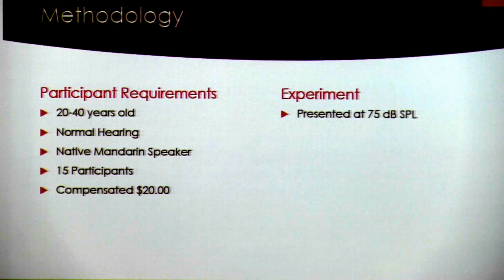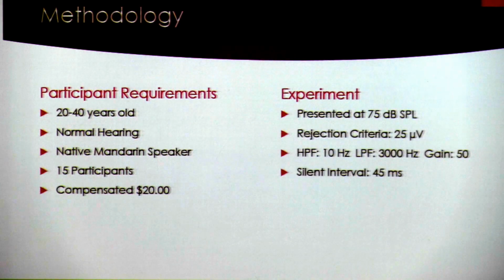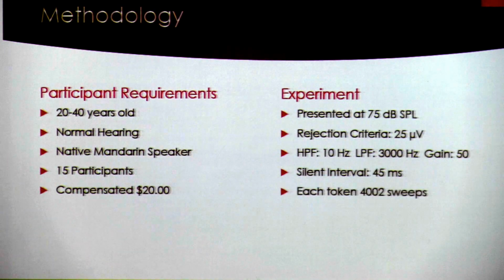So I presented this at a comfortable 75 dB SPL, and there's some of the nuances of my experiment. Silent interval of 45 milliseconds between each repetition. Each token was presented 4,002 times. I had 3 experimental conditions and a control condition, so each participant listened to about 16,008 sweeps. Actually, the control condition wasn't listening to anything. It was super cool. They didn't hear anything. So that was a nice sleeping time for them.